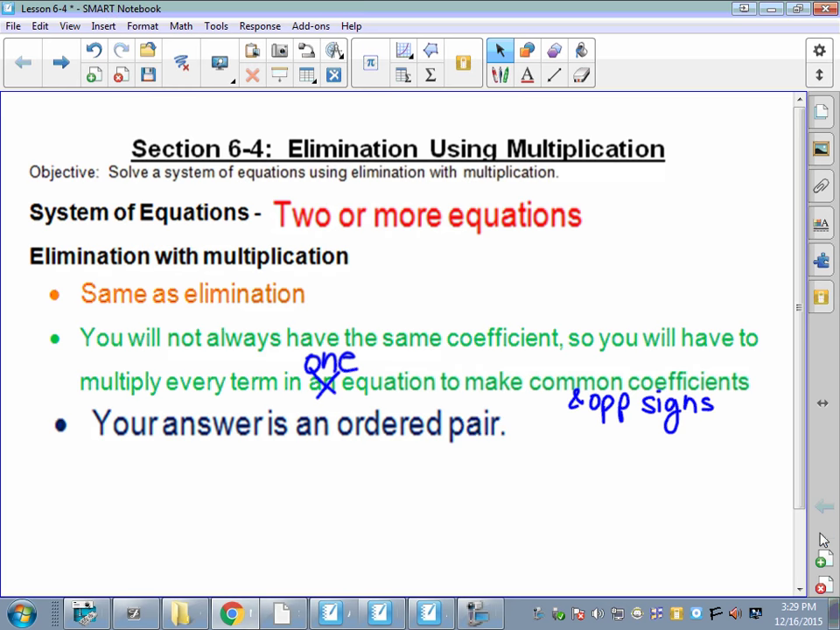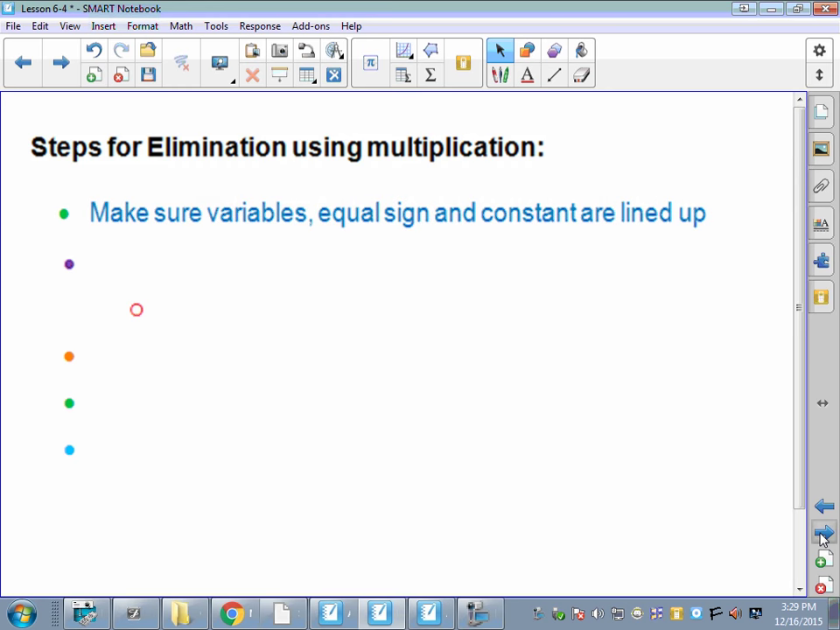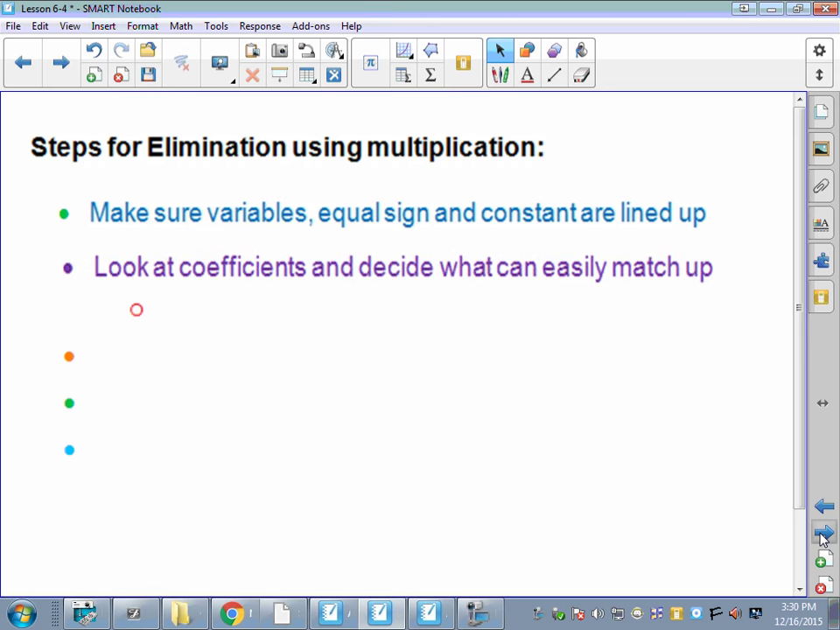So let's talk about some steps for elimination with multiplication. First of all, if things are out of order, not in standard form, make sure your variables, equal sign, and constant are all lined up. That is standard form, ax plus by equals c. So make it that way if it's not. Look at your coefficients of each of your variables. Decide what can easily match up. What do both of those coefficients go into? What could we multiply by to get there?